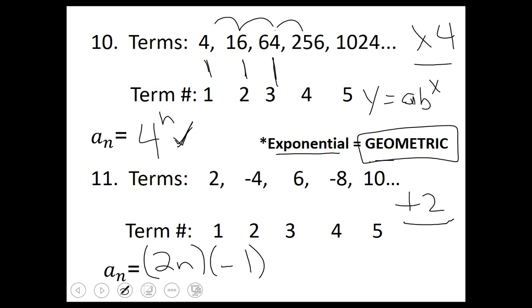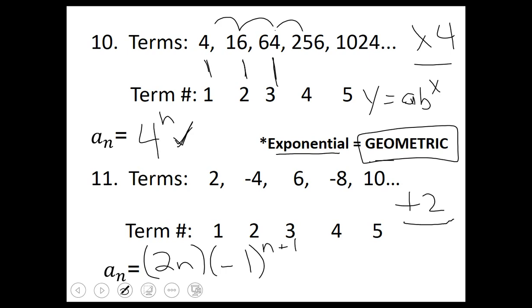And then you're always going to have 2 options. Either it's going to be -1 raised to the term number, or it's going to be -1 raised to the term number plus 1. The way that you know it is if the first term is positive, then you know that it is always going to be to the n plus 1. If the first term is negative, you know that it's always going to be to the n.